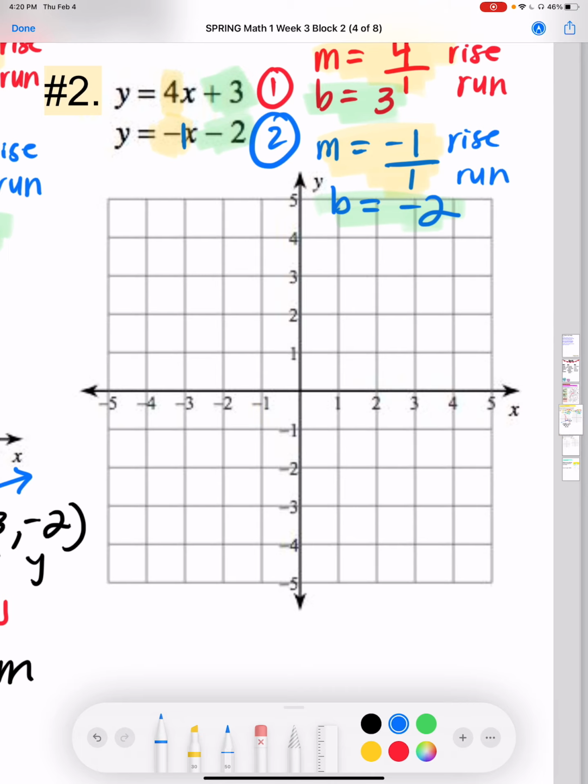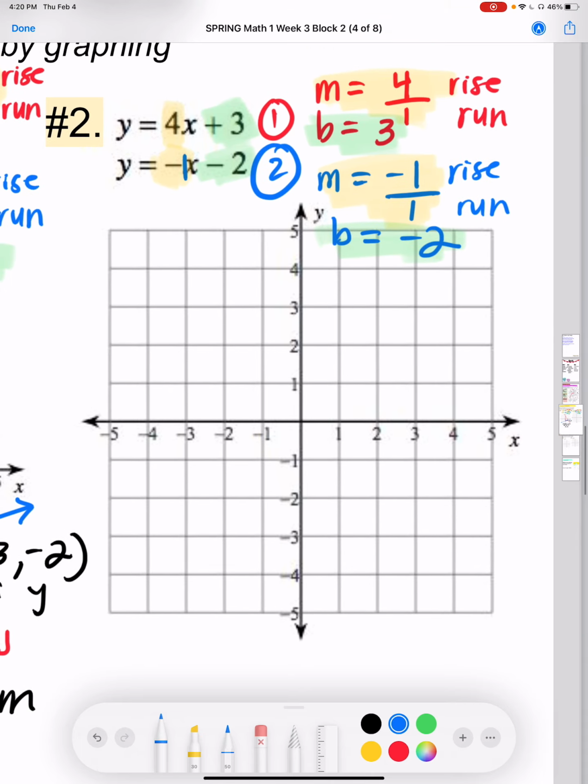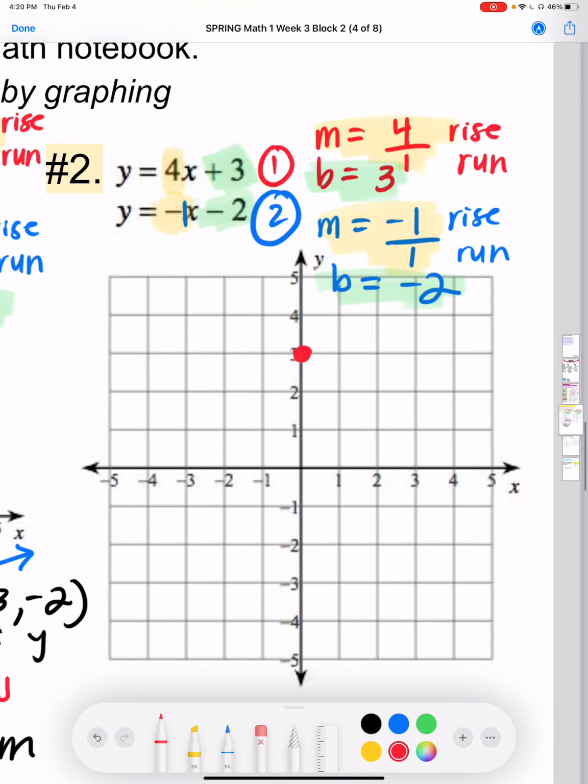So I'm going to start off with my equation in red. So my equation in red has a y-intercept of 3. So I'm going to go up to 3, put my point there. Then I'm going to move with my slope. So for my first equation, my red equation, I have a rise of 4 and a run of 1. So I'm going to go up 4, 1, 2, and then I ran out of space.